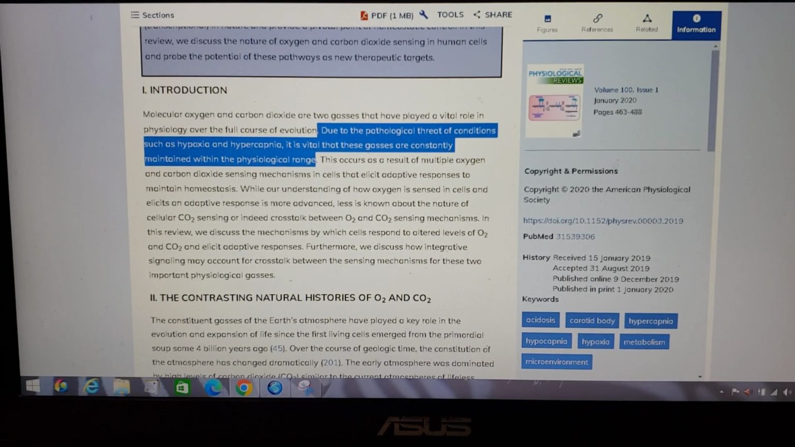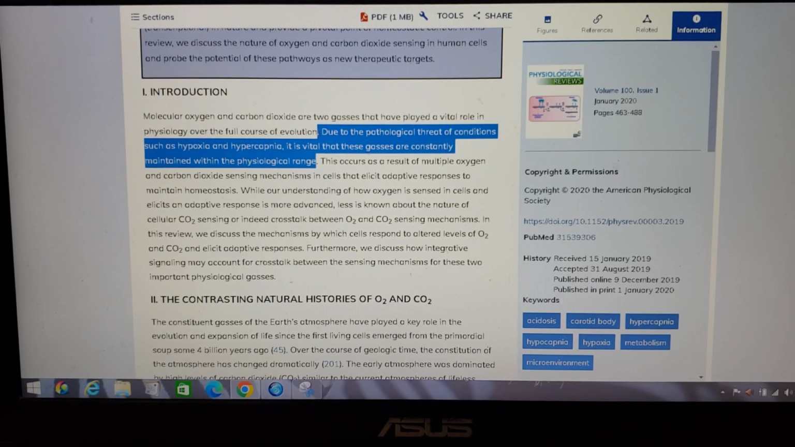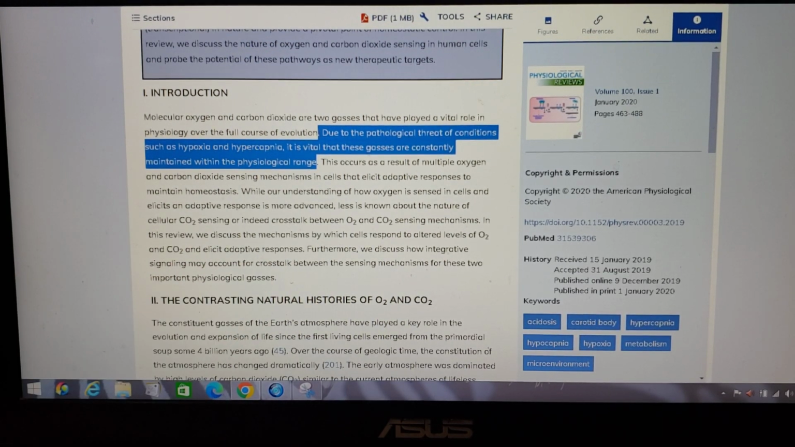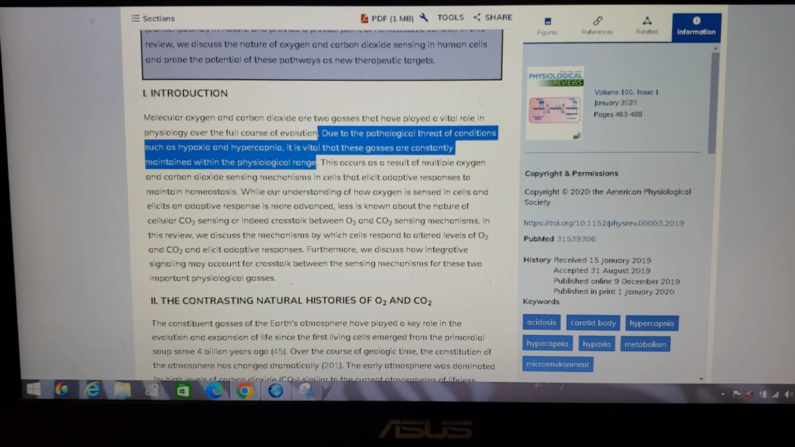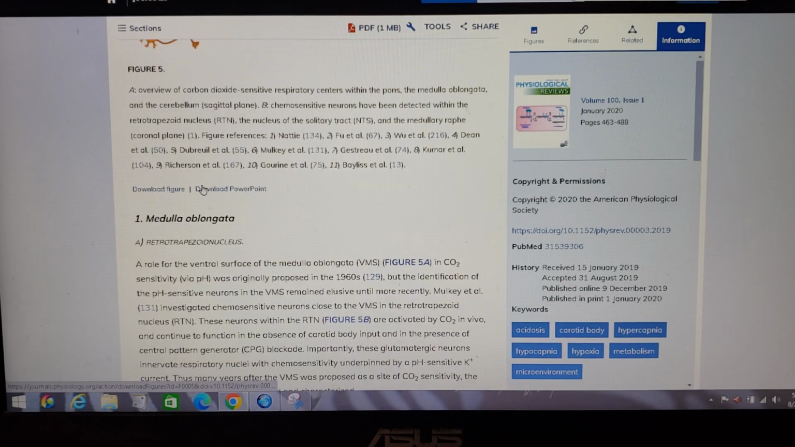You have a higher heart rate, higher breathing rate. It affects your brain. It affects a lot of stuff, a lot of adaptive responses that you're supposed to do. Basically, you're supposed to get out of there. So let me just scroll down and show you some of the stuff it talks about.